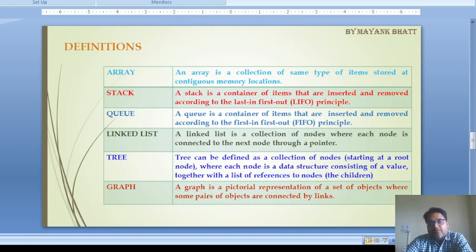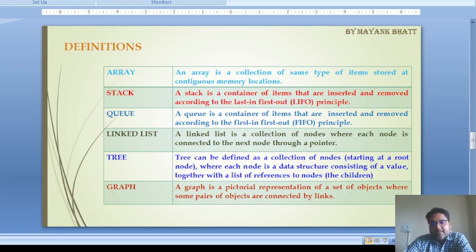Now the definitions of these types of user defined data structures. The first one is the array. An array is a collection of same or similar type of data. So if, let's suppose, we are using integers, then the array only stores integer values. So an array is a collection of same type of data items stored at contiguous memory locations.